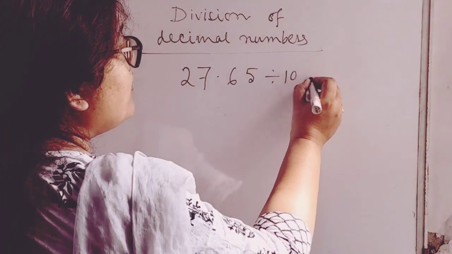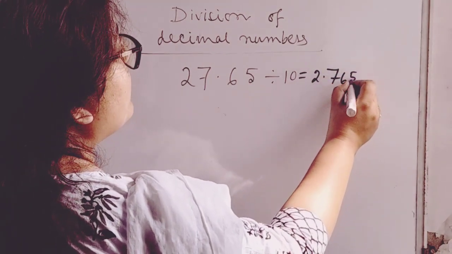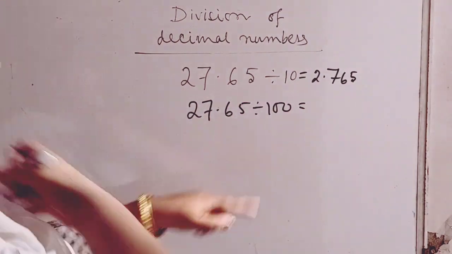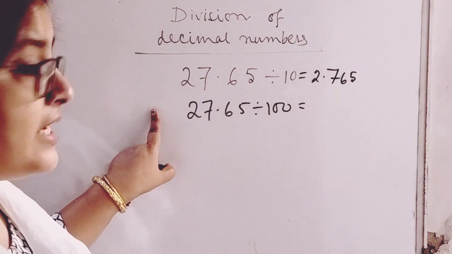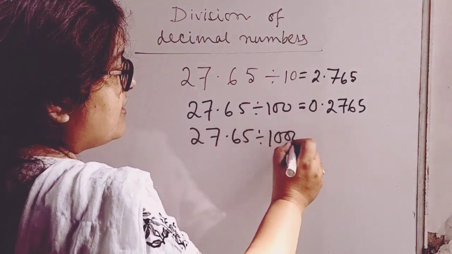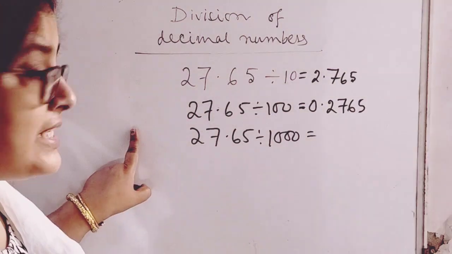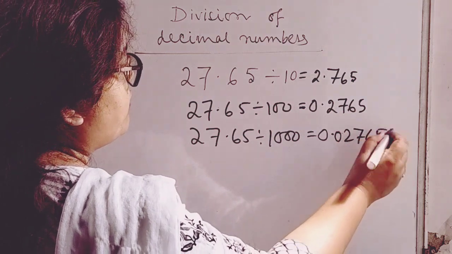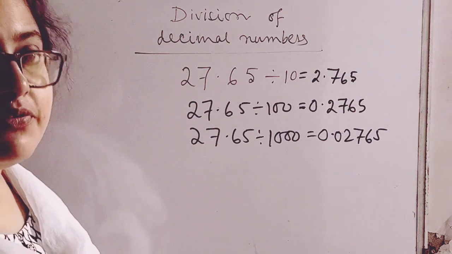Hence it will be 2.765, right? Similarly, if we divide 27.65 by 100, that is in the divisor, after 1 we get 2 zeros are there. So the decimal will be shifted to the left hand side for how many places? Yes, for 2 places. So here the result will be 0.2765. If it is divided by 1000, so after 1 how many zeros are there? 3 zeros are there. So the decimal will be shifted to the left hand side for how many places? 3 places. And hence it will be 0.02765, right? So this is the procedure of dividing a decimal number by 10, 100, 1000, 10,000, these types of divisor.